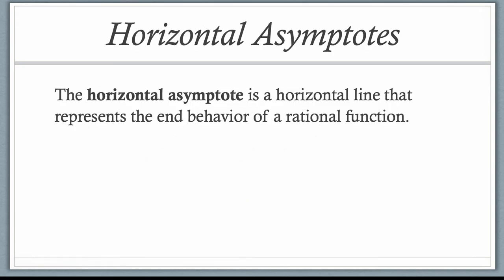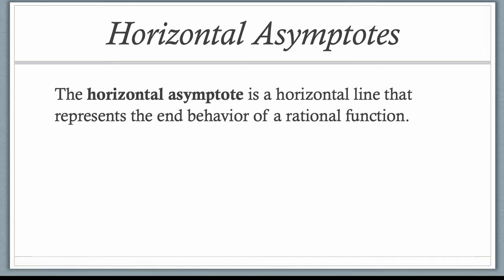asymptotes here. The second type of asymptote that we're going to look at is the horizontal asymptote. And really what the horizontal asymptote represents is a horizontal line that's going to represent the end behavior of a rational function. Meaning, where is my rational function headed if my x values are getting really, really small or really, really large? Meaning, when I'm going towards both ends of infinity, where are the y values going?